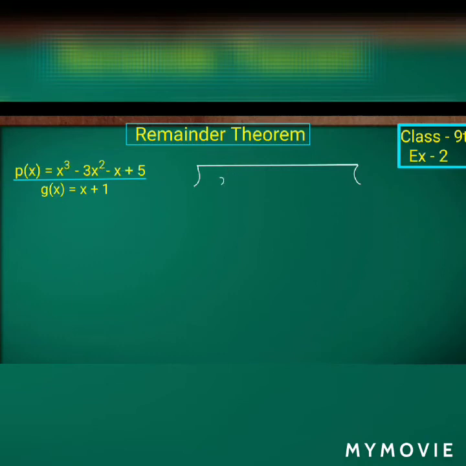So first, let's go to the long division method. I have already told that the highest degree, we have to take as the dividend, and the least one we have to take as the divisor. So here the dividend is x cube minus 3x square minus x plus 5, and the divisor is x plus 1. To get x cube, what do I have to multiply with x? Obviously x cube by x, which is giving x square.